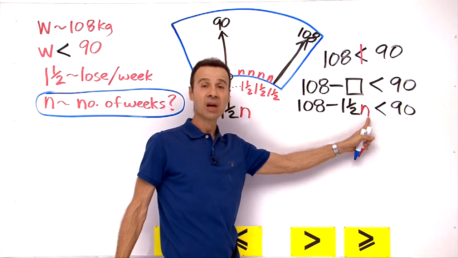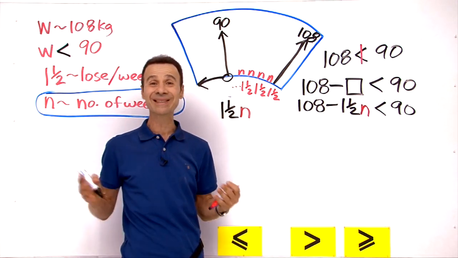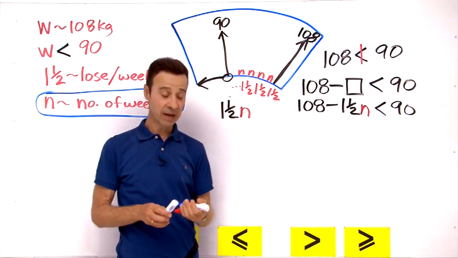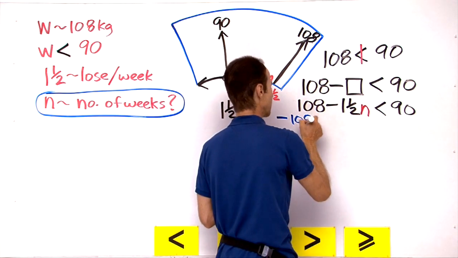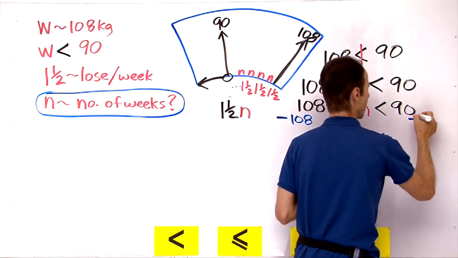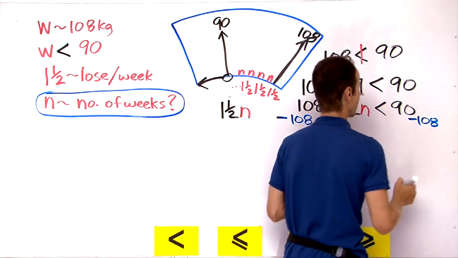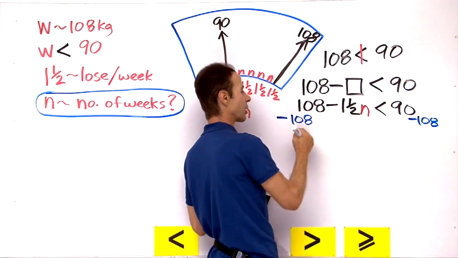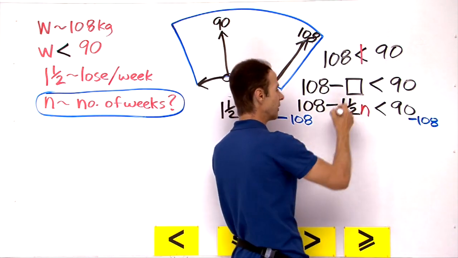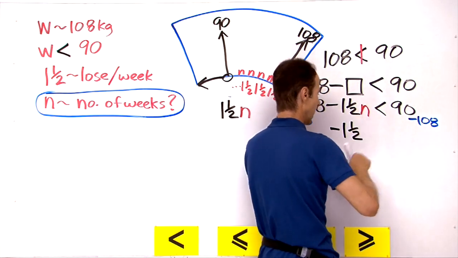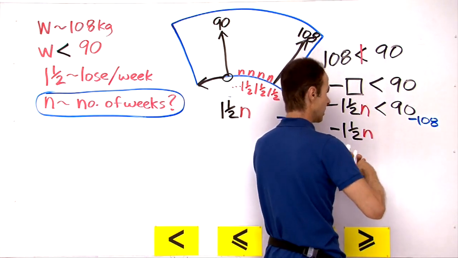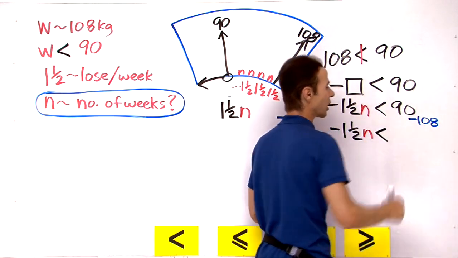All we have to do is solve for the solutions for n right over there, the number of weeks. So the first thing I want to do is look at it and take away 108 from both sides. So let's take away 108 from the left-hand side and take away 108 from the right-hand side of the inequality. So 108, take away 108 is 0. So we're left with negative 1.5 n number of weeks is less than 90, take away 108.